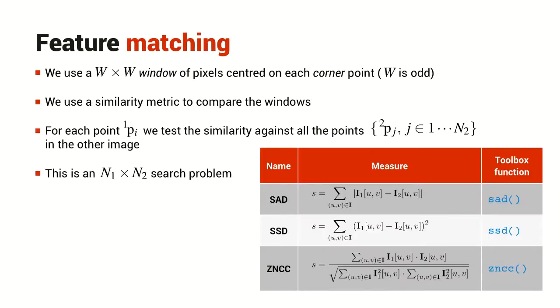Finally, we talked about feature matching. Given that I have a set of corner points in one image, and a set of corner points in another image, I take a region of pixels around each of those interest points and look at the similarity of those image regions to determine the correspondence between points in the two images.